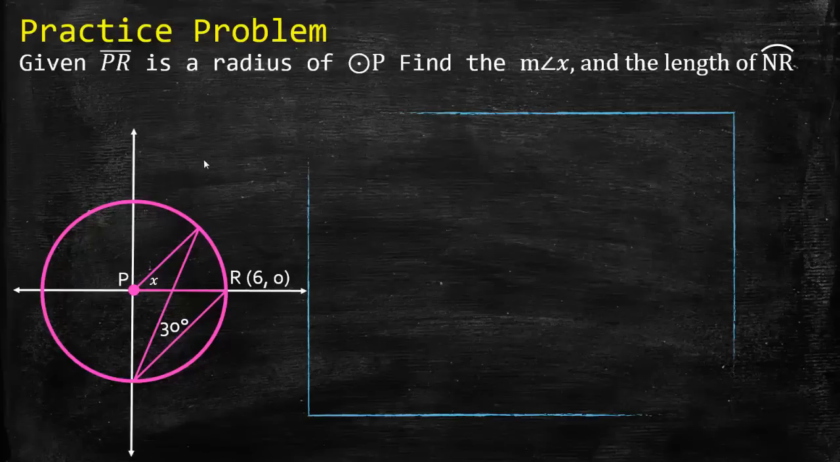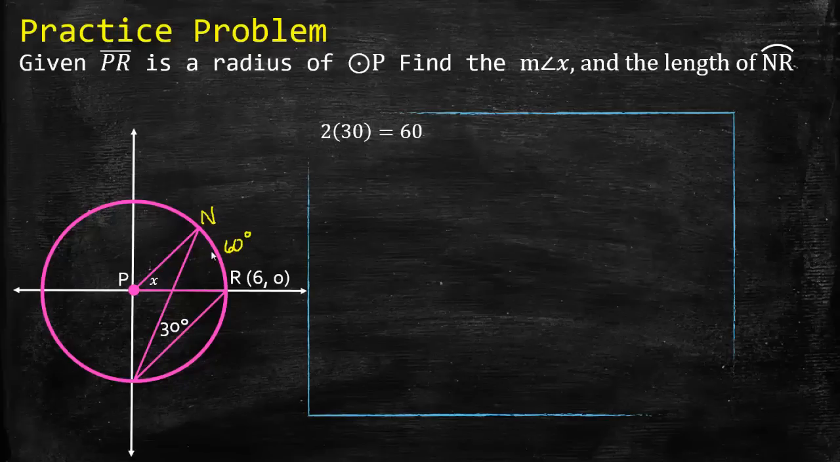All right, now let's try this practice problem. We're given that PR is a radius, so this part here is a radius of circle P. Find the measure of angle X and the length of NR. So N is actually up there. So first, the measure of angle X. Well, we know that because of what I said about chords and when they form an angle, if this is 30, then the measure of this arc is 60 degrees. 2 times 30 is 60.